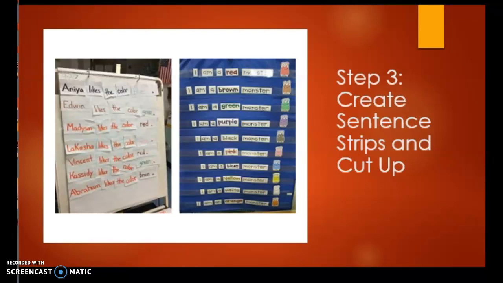If your students aren't able to or don't have the skills quite yet to write an entire sentence, you can just have them write in what they filled in the sentence with. So for Cassidy's sentence down here, she would just write in the color green for this example.